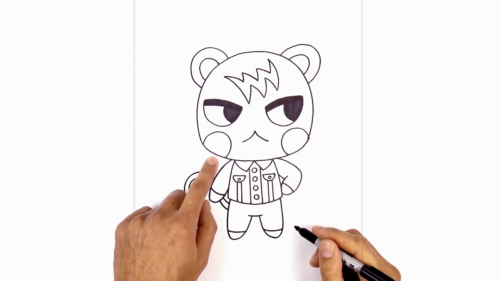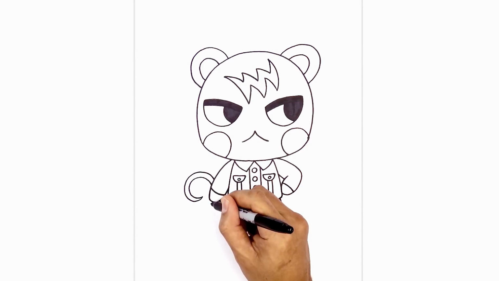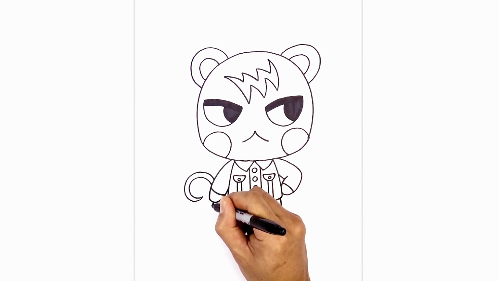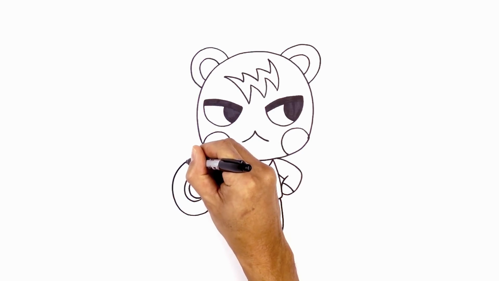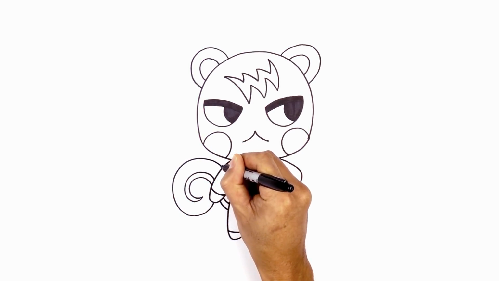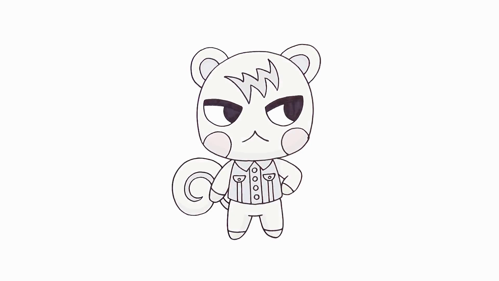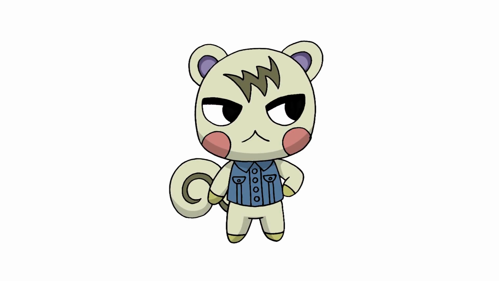Now I just wanna surround the outside of the tail in behind the swirl. Starting down here, behind the hand, we go around, the big curve around the swirl, and then in behind the arm, and that's pretty much it. There we have it, there's Marshall from Animal Crossing.